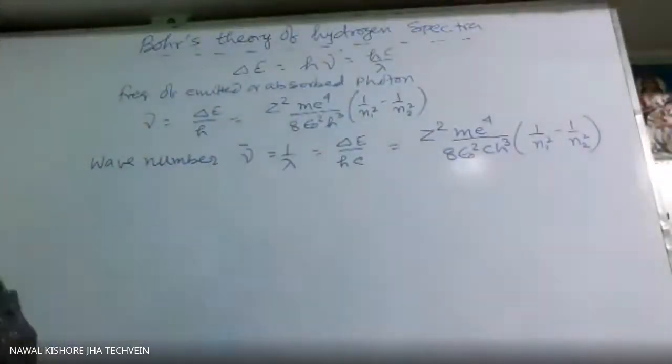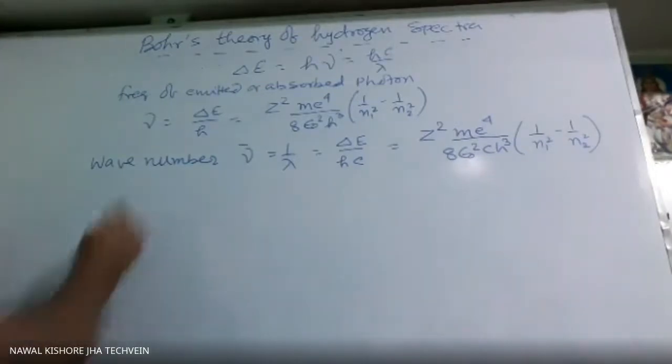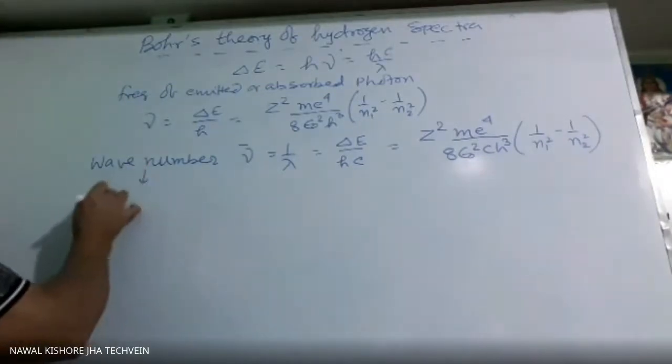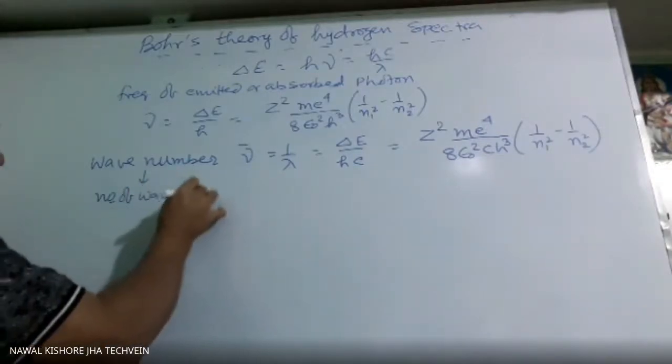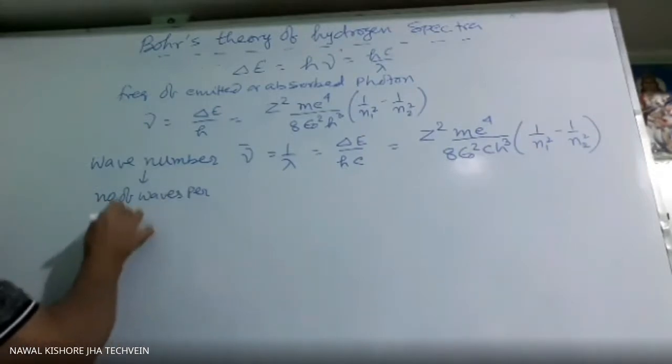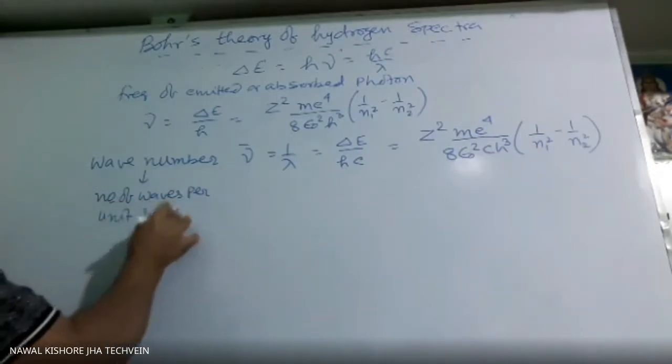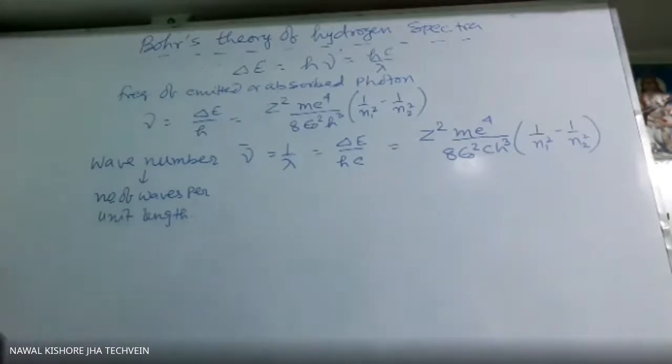One by lambda means the number of waves per unit length. That is the wave number. That is, in 1 centimeter, how many waves will come? Or in 1 millimeter, or in 1 meter, how many waves will come? That is wave number. So frequently we use this term, that's why we have used this one.